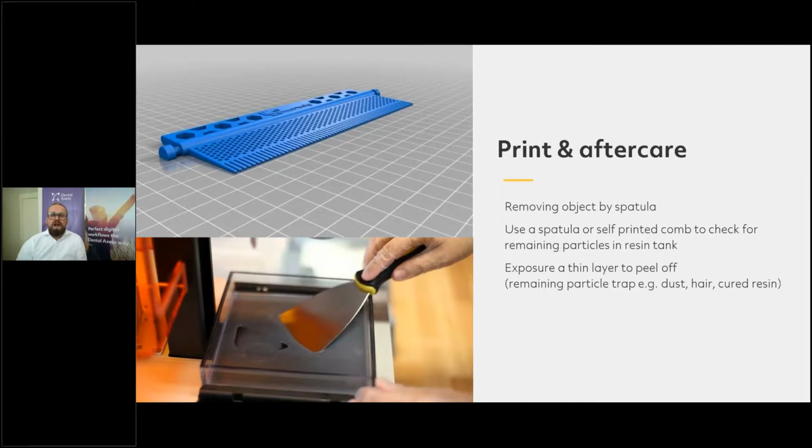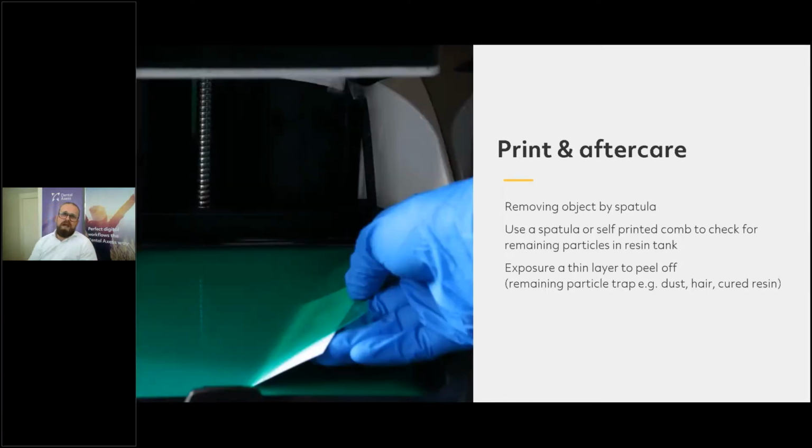Another thing is some printers have the option to do an exposure of a thin layer and peel that one off. With that one, you basically trap the remaining particles like dust, hair, cured resin, and then you peel that immediately off. And that looks like this. So that's a really thin layer. You can peel it off, and everything that was still lying on the bottom of the resin tank is entrapped. You peel it immediately off, and your resin tank is clean, or at least there are no particles left in your resin.